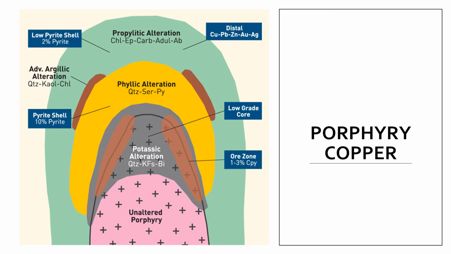You have different zones of alterations. You have potassic, which contains potassium, which has a geophysical significance, and then you have your phyllic alteration, which contains pyrite, and then you have your argillic alteration, which contains different types of clay.